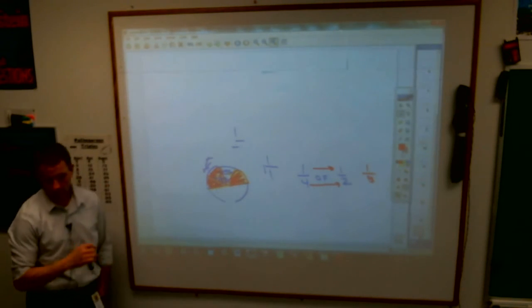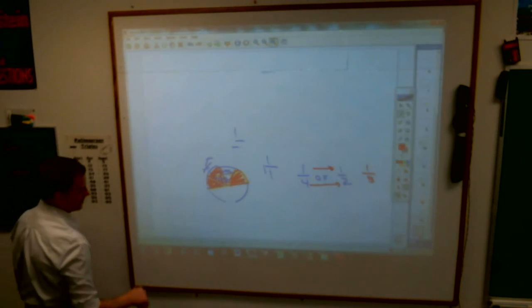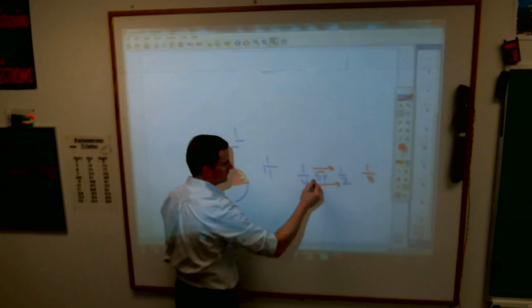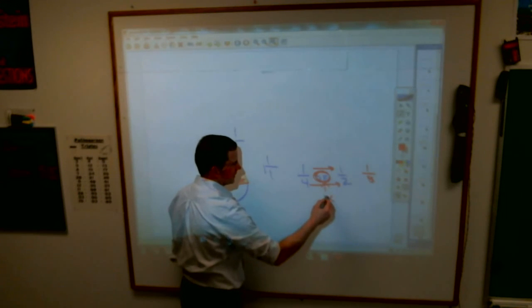Take 1/4 of 1/2. Let's see what they'll ask us. So you have to remember, they'll ask you lots of times, they will use this word of. You always have to remember the word of just means to multiply.